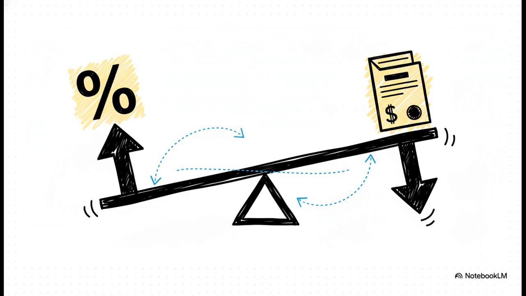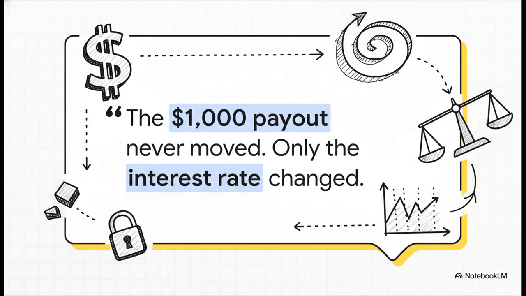When interest rates out in the market go up, the price of existing bonds gets pushed down. When rates go down, bond prices get pushed up. The math just proved it. And honestly, this is the single most important thing to understand. Through all three of these scenarios, the bond's fundamental promise, that $1,000 payout, it was set in stone. It never moved an inch. The only thing that changed was the return the market was demanding. That is what drives the price.